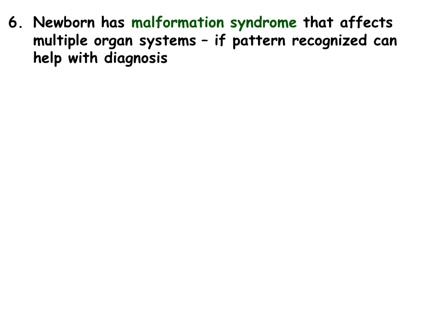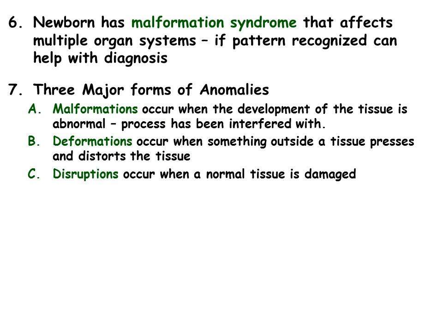So what's going on? Well, the newborn has what we refer to as a malformation syndrome, and this is affecting multiple organ systems. Now, if the pattern can be recognized, this really helps diagnosis a great deal. Now, there are really three major forms of anomalies, or at least we classify them into three. Every time I think about it here at Concordia, we always have Trinity.